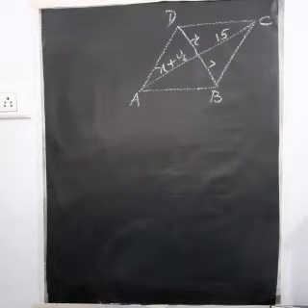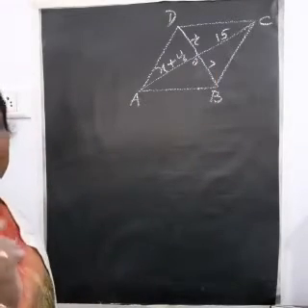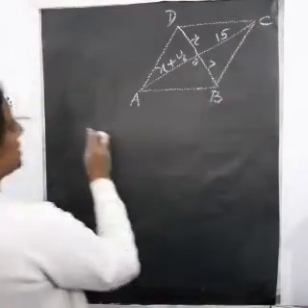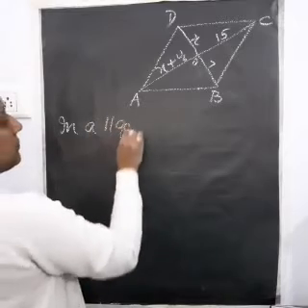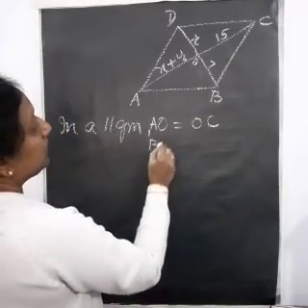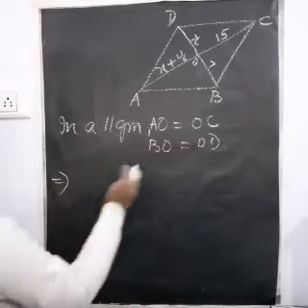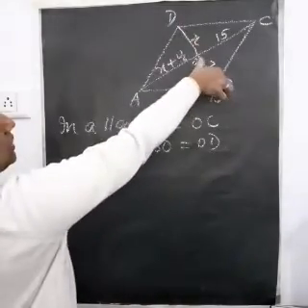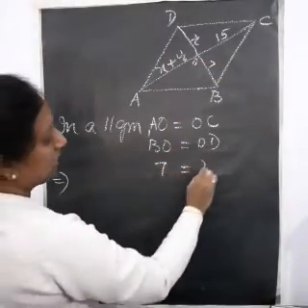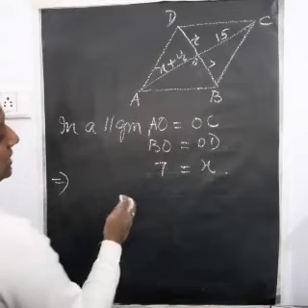Now please look at the sum. We know that diagonals will bisect each other. Bisect means divide into two equal halves. That means AO equal to OC. So in a parallelogram, AO will be equal to OC and BO is equal to OD. Correct? So let us equate. So what does that become? You will get BO equal to OD means X is equal to 7. So what is the value of X? We have got 7. Now when I say AO is equal to OC, what do I get?